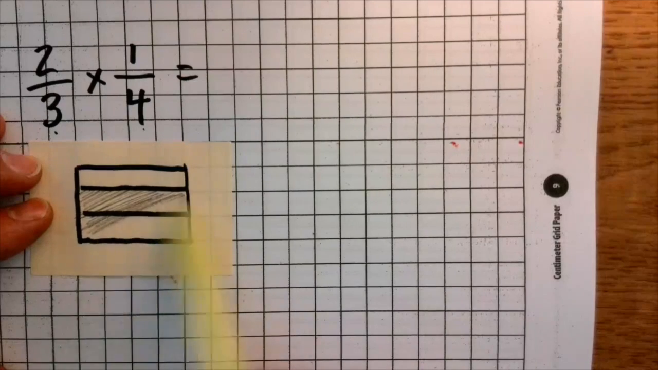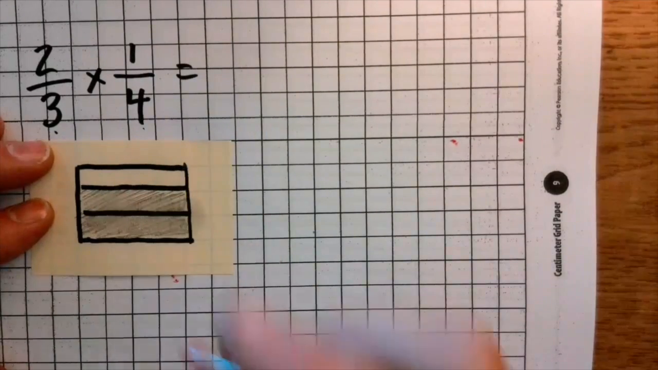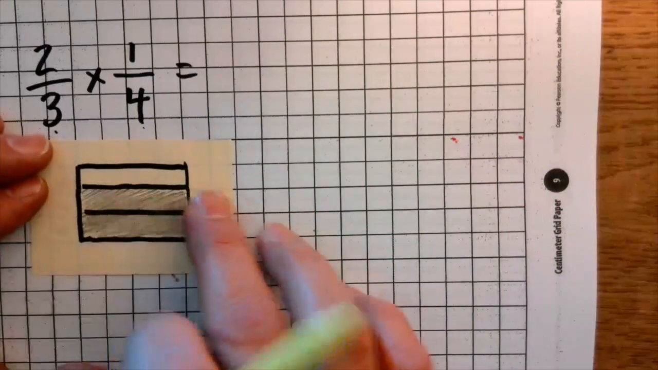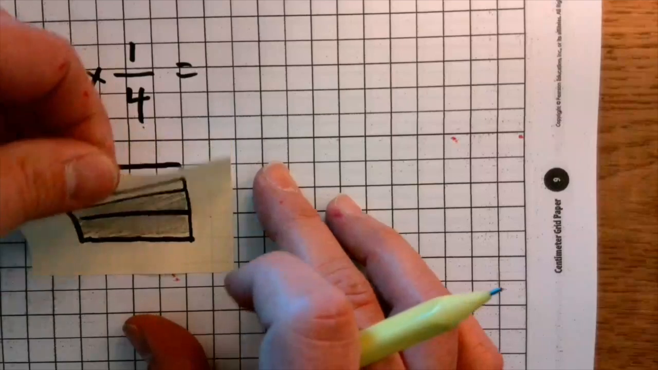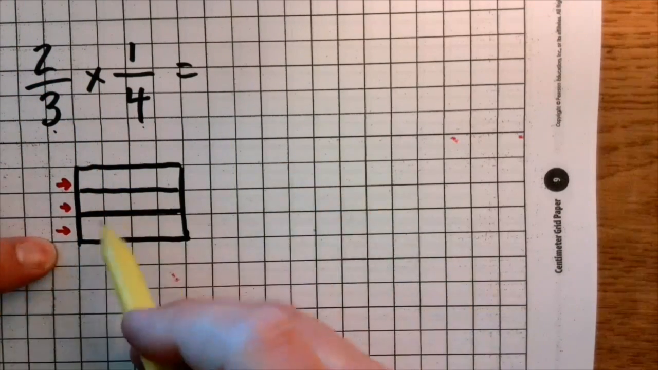I'm going to shade 2/3 of that rectangular area. So there's 2/3, and that's what it looks like on this image. So I can see that it's 2 of those long rectangular sections. And then just imagine putting that right here on this guy.